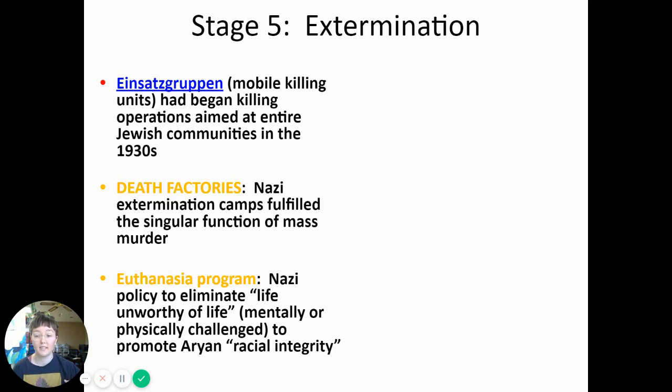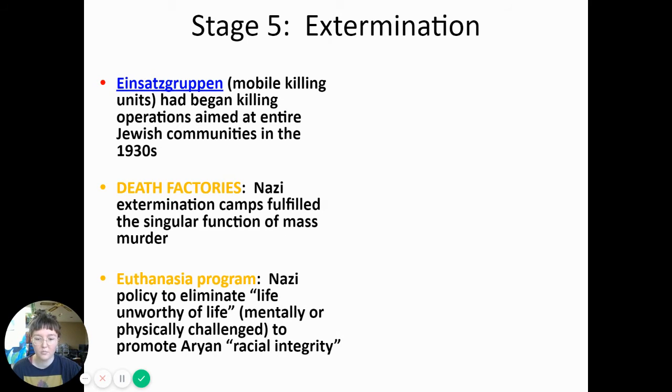There were the mobile killing units, which traveled around, and their only purpose was to kill entire Jewish communities, and those had been around in the 30s. Then there were death factories, Nazi extermination camps that were only there for the goal of mass murder. People would be sent there to be killed.